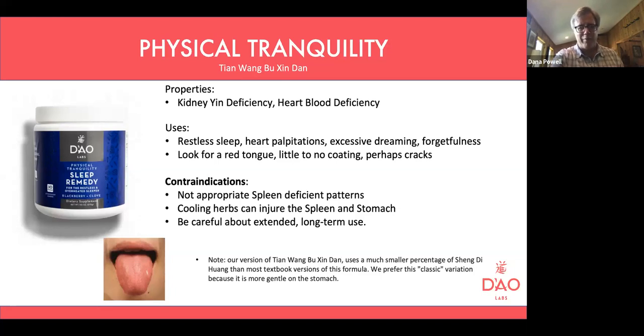The classic one actually has a very massive dose of fresh Rehmannia. And because it's quite cooling, that's going to, in time, be hard on the stomach. So we're also very pleased that we've got this interesting version of the formula.